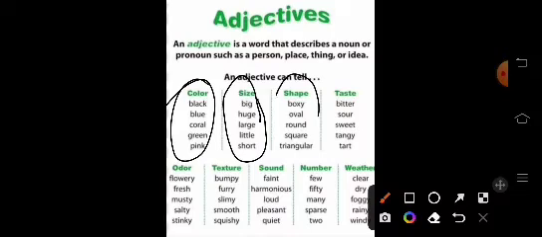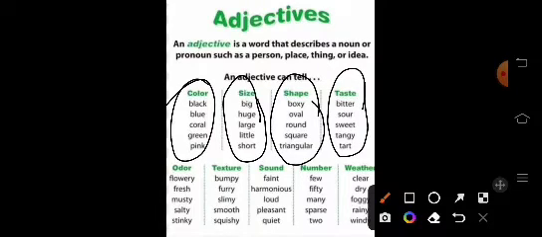It could be the shape of a thing, like boxy, oval, triangular, round, square, any shape of the thing. Then it can also tell the taste of something, like a bitter taste, sour, sweet. The chocolate is sweet, so sweet is an adjective. Tangy, tart. So these are some examples of adjectives.